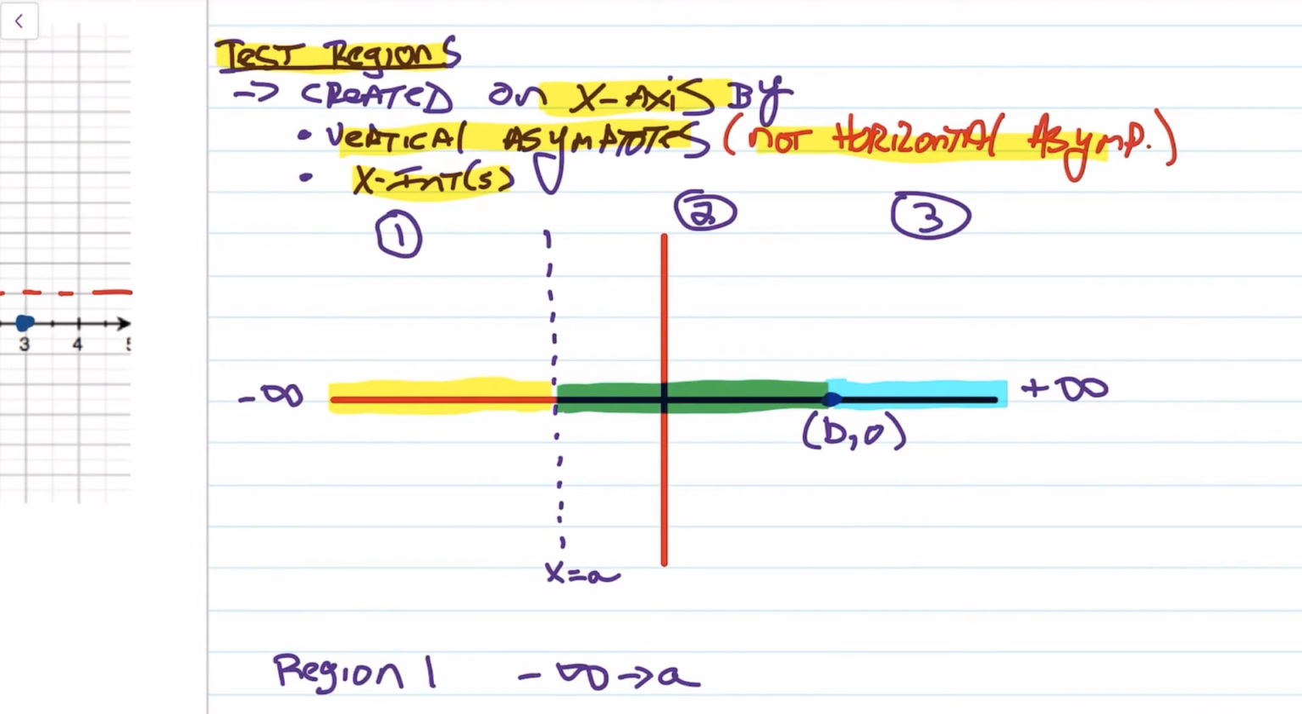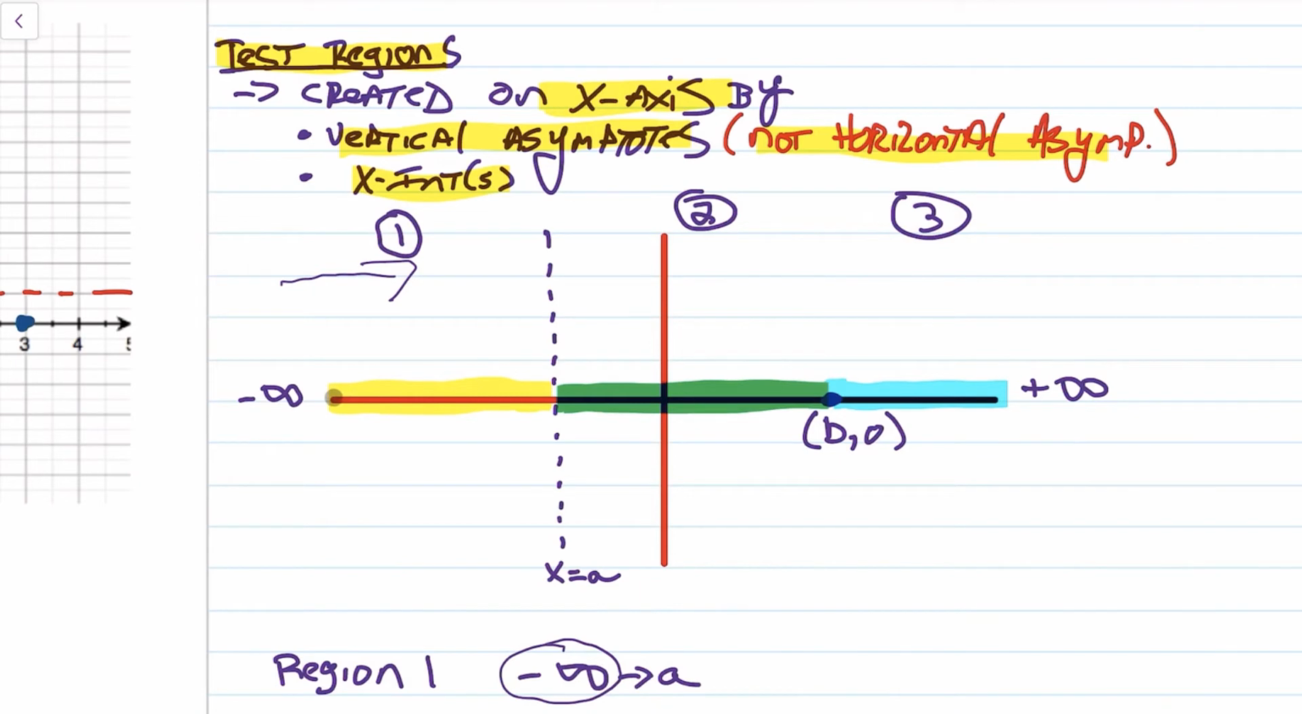Here's how this works. Whenever we're reading a graph, we're reading a graph from left to right. All right? If I'm starting our graph here, your first test region is always going to start with negative infinity. All right, your first test region will always start with negative infinity. So if you kind of imagine this as a little road here, we start at negative infinity, and you can see the complete x-axis is broken up into different sections with different colors here.